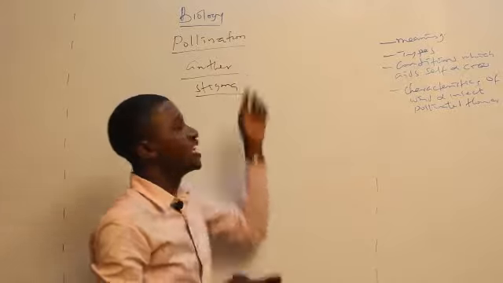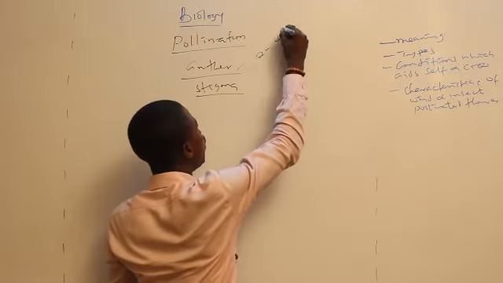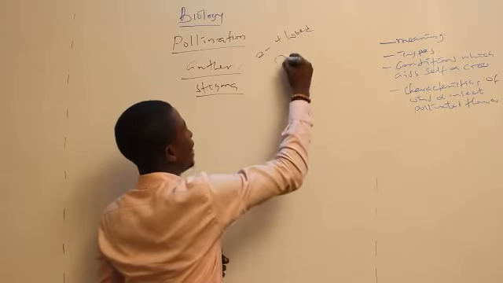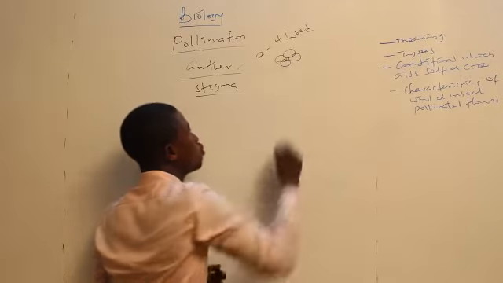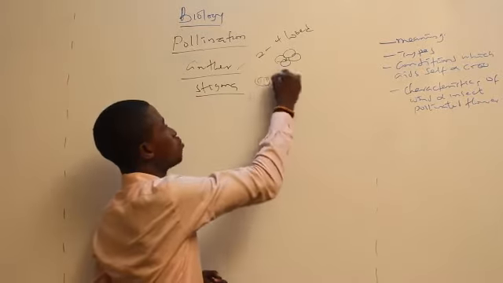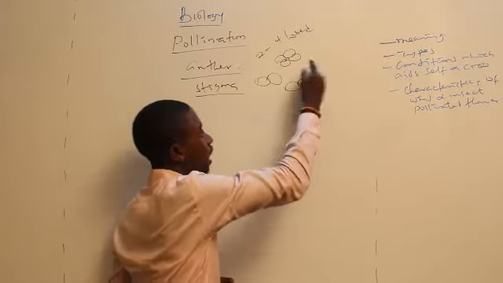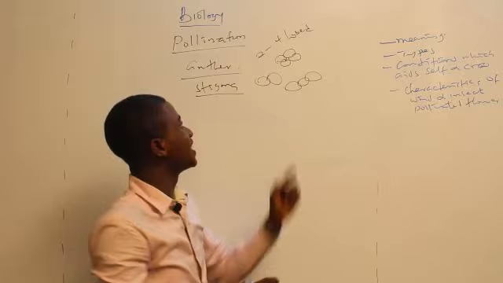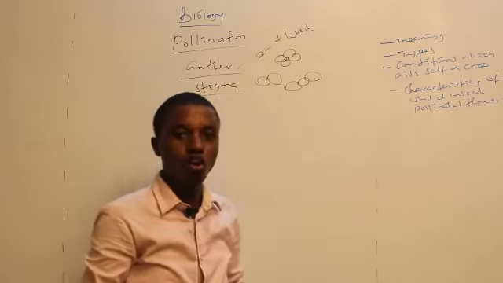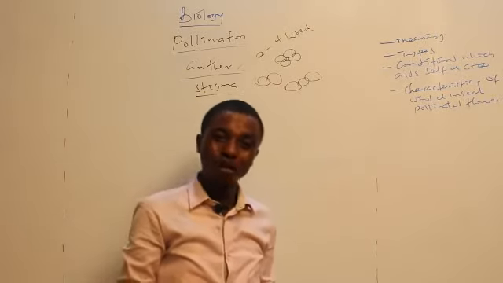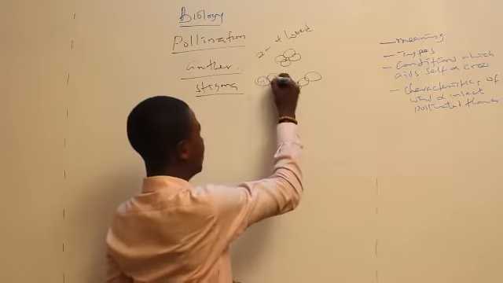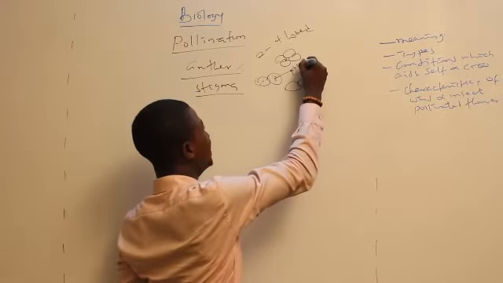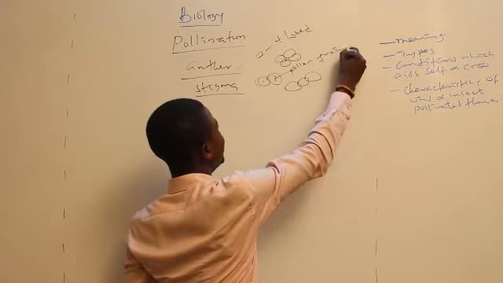Now, an anther is usually a 2 to 4 lobed structure. It could just be 2, it could be 3, or it could be 4, but it can't be more than 4, and it can't be less than 2. It contains the pollen grains. Now, inside this is what we call the what? The pollen grains.